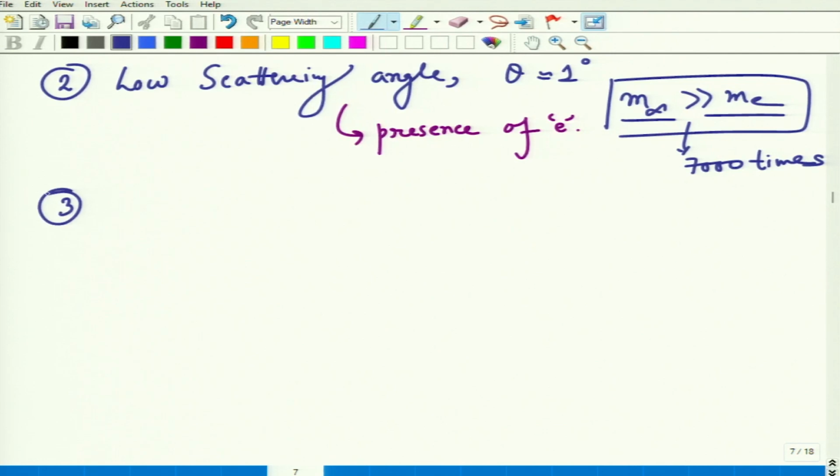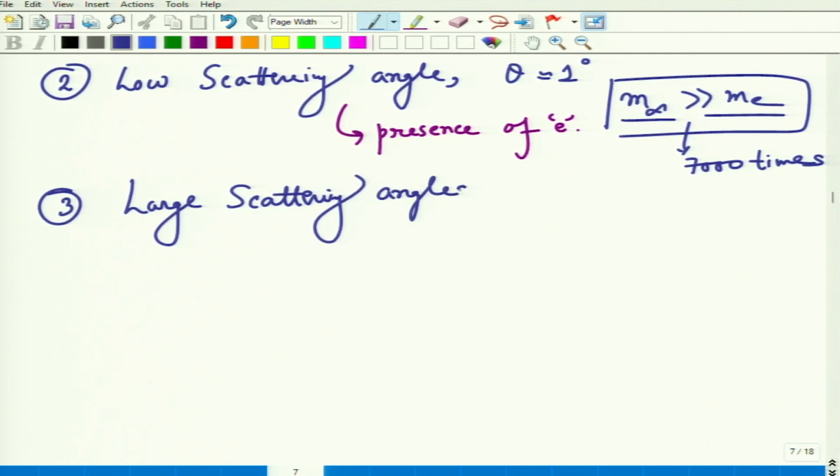Now the third observation, large scattering angles. Okay, so this is very important. A large scattering angle may be around 90 degrees or maybe greater than 90 degrees. So what do these large scattering angles signify? We have to understand this. The alpha particle is getting scattered due to the interaction, it may be with a positively charged or negatively charged particle.